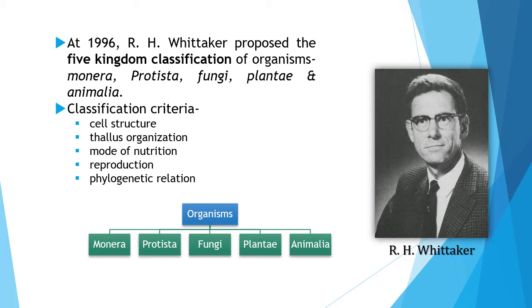In the last video on biological classification, we learned about the 5 kingdom classification of organisms. R.H. Whittaker classified organisms in 5 kingdoms. They are Monera, Protista, Fungi, Plantae and Animalia. Today, we will learn more about the kingdom Monera. So let's start.